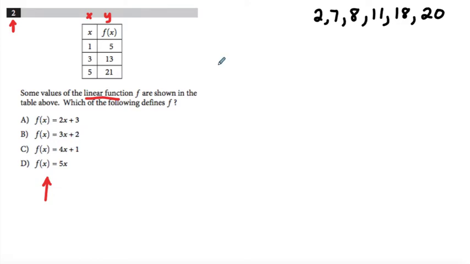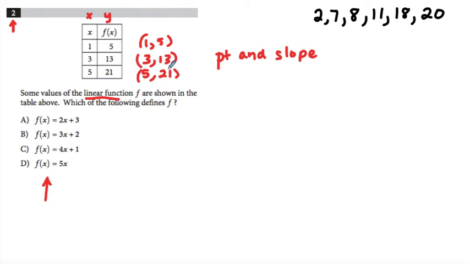In order to write a linear function, I want you to recall that the minimum you need is a point and a slope. Okay? So these are points. (1, 5) is a point, (3, 13) is a point, and (5, 21) is a point, the x and the y. So I have to calculate the slope.